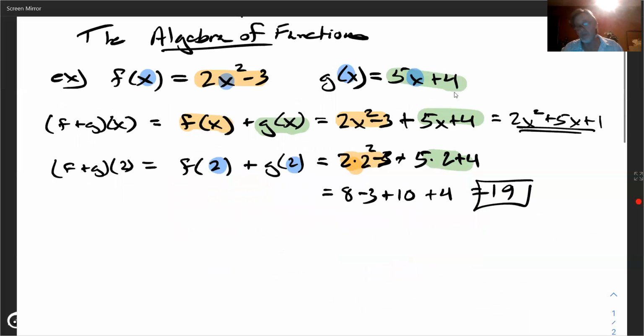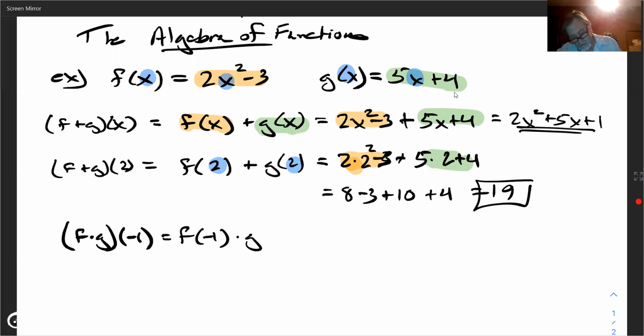And so the examples abound. I'll use the same functions, so they could do stuff like this. Okay, what's that mean? The dot. Or it might not even have the dot. They might be going FG, which is like, what? Okay. What it really means is just, they're trying to say this. You know what that says in English, right? It says f of minus 1 times g of minus 1.